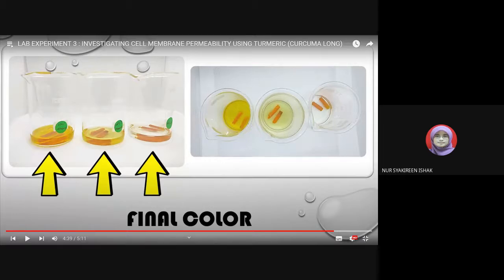Dia bukan melibatkan pergerakan air. The movement of solutes in the cells. Solute. What solute is present in this solution? The yellow pigment. The yellow pigment comes from the cell.